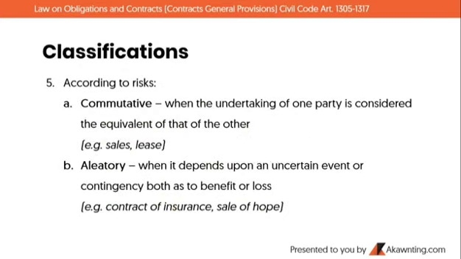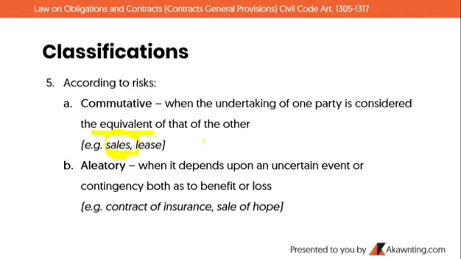Okay? So, next. We have our 5th classification. So, according to risks involved. Okay? So, we have commutative and aleatory. So, first, commutative. When the undertaking of one party is considered the equivalent of the other. Okay, so, for example, in a contract of sale, yung binibigay ng bawat isa, binibigay ng seller and then the buyer sa bawat isa ay considered of equivalent value.